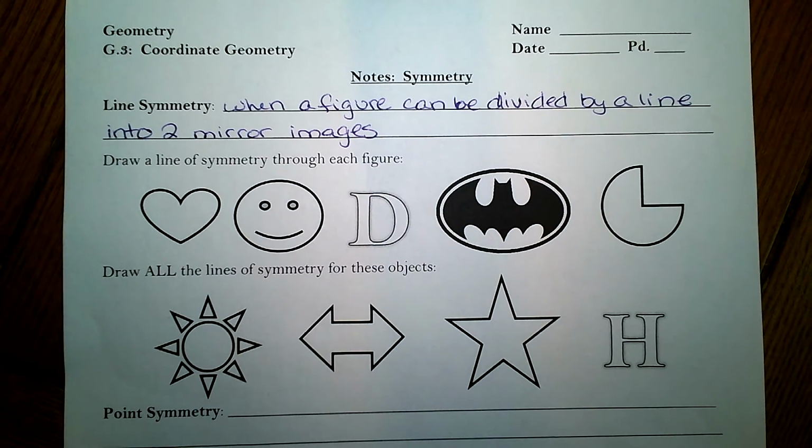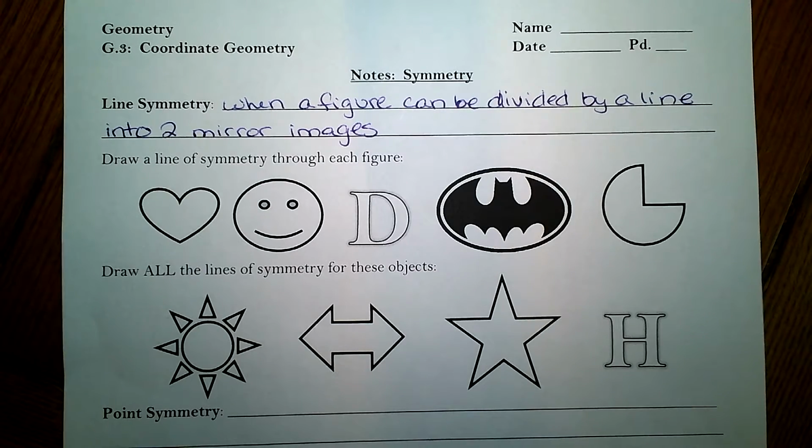So I've got a couple of examples here about figures that may or may not have line symmetry, and it's our goal to draw a line of symmetry through each figure. So let's start with the heart. You're trying to think, where can I draw a line that will divide this image into two mirror images?